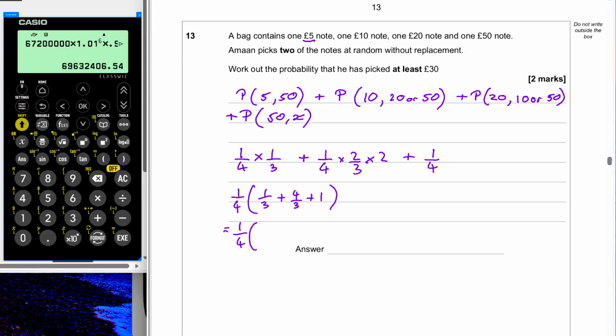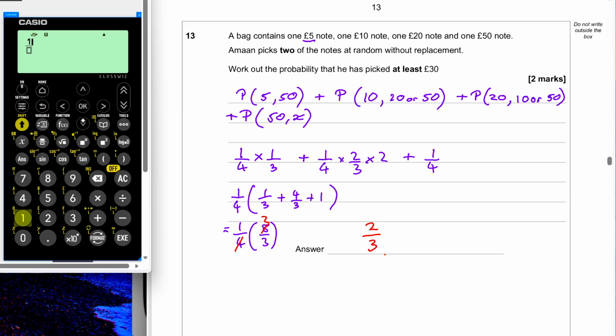So 1/4, we've got 5, 6, 7, 8/3. And then if we do that multiplication, that's just going to give us 2/3. No need for the calculator there. We could jump to the calculator right at the beginning here if we wanted. There's nothing wrong with that, just to double check our working.